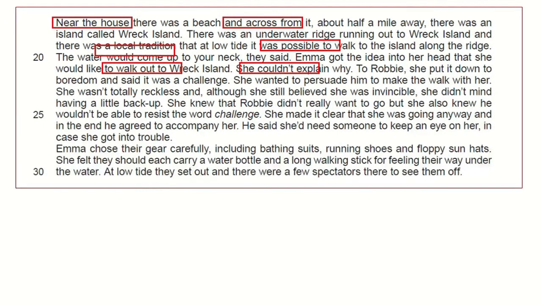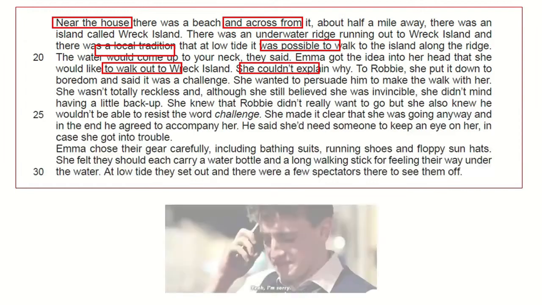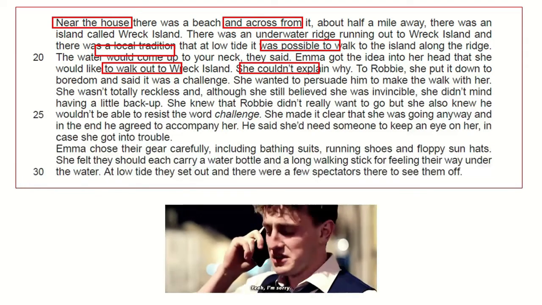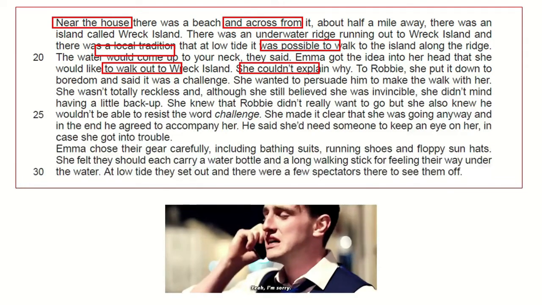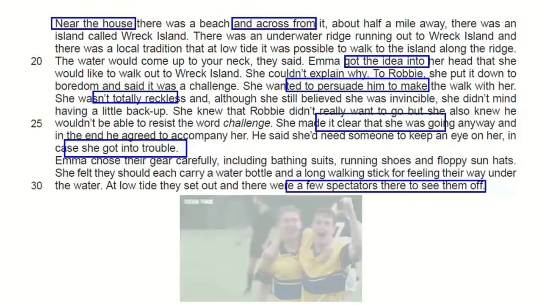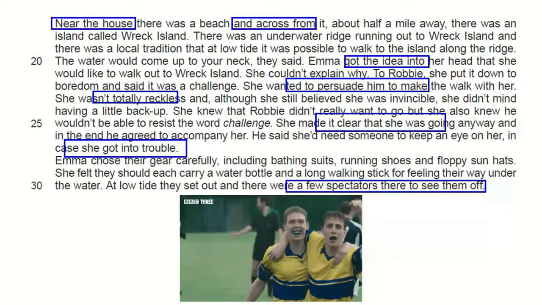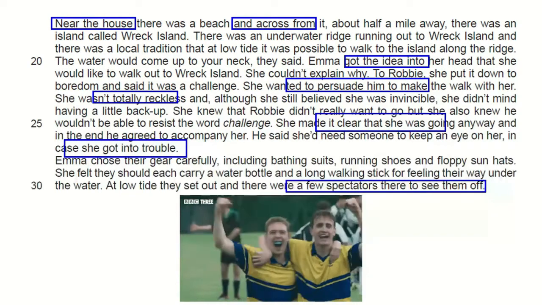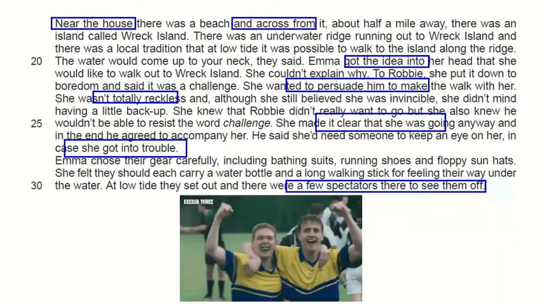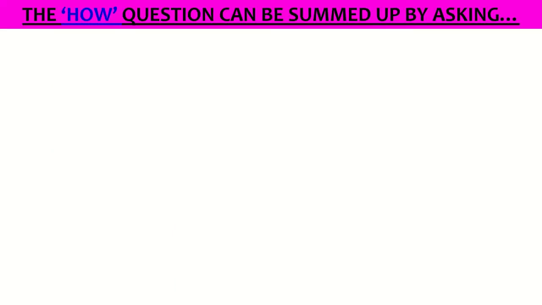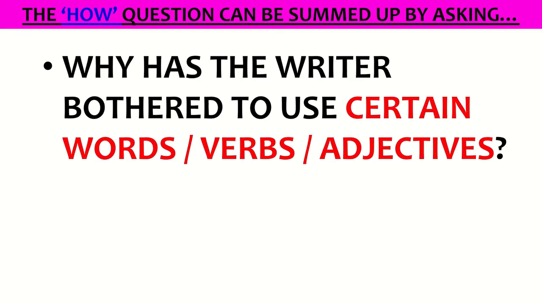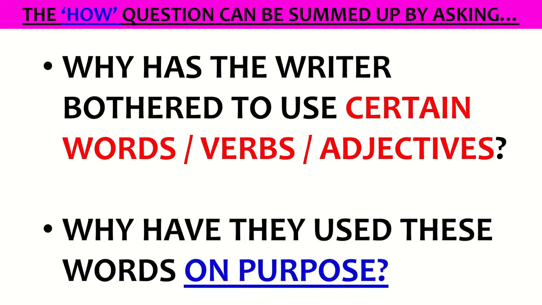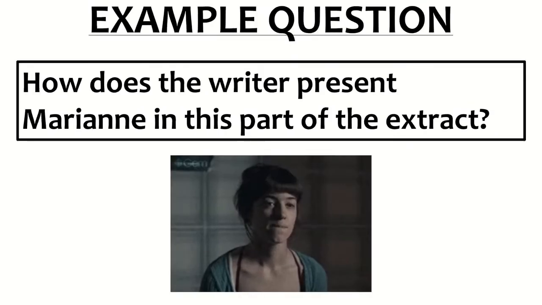Again, make sure your quotes are from across the extract. You'd get marked down if you had a question like this and you only did quotes from the red bits. You've got to make sure you do quotes from across the extract to basically show that you've read the extract, but also there might be a change in character from the start of the extract to the end of the extract. The how question can be summed up by asking, why has the writer bothered to use certain words, verbs, and adjectives? Why have they used these intentionally or on purpose?